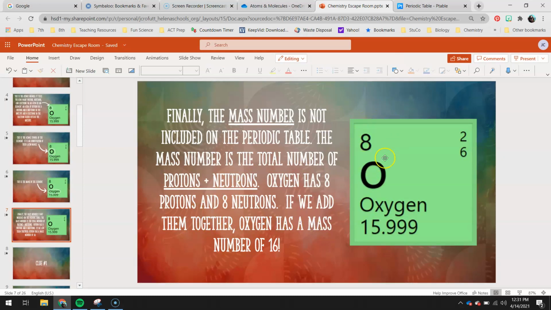Okay, so again, mass number is the number of protons plus neutrons. We don't find it on the periodic table itself, but we can find the number of protons out of the atomic number and the number of neutrons from the atomic number and add those together to find the mass number. Okay, with that being said, let's move on, and I'm going to briefly talk about some of these clues because I don't want to give the answer away to you guys.